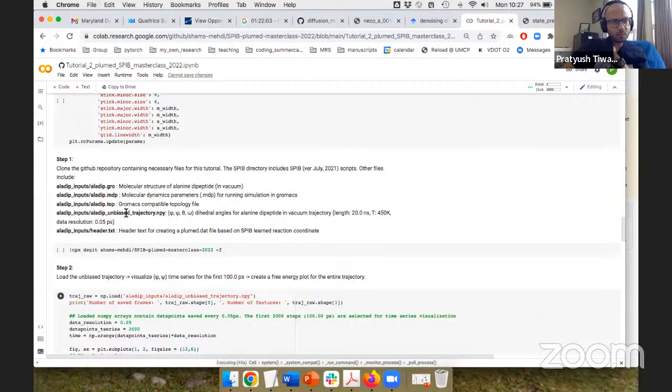In order to do that, most of the things that you need are very simple for any GROMACS simulation with PLUMED, or even a NAMD simulation. You can go and change all of this for NAMD or anything else that you want. So for GROMACS, you have .gro, .mdp, .top, you need all the files, and you need an unbiased trajectory in NumPy .npy format. This is something you should generate yourself. Hopefully it's not too hard to do.